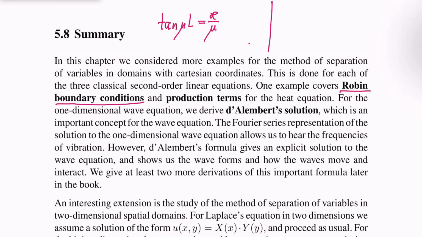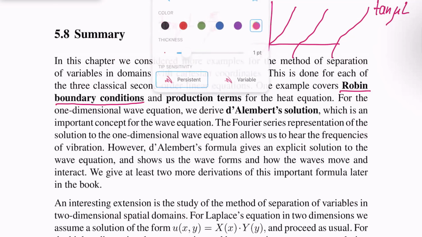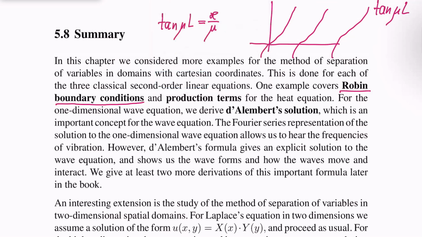And what you then need to be able to do is plot. So tan of mu L looks something like this. This is the tan function. You can do this much nicer if you use Desmos or any computer program. And then the other function, kappa divided by mu, is just a hyperbola going down. Right? This is kappa divided by mu.